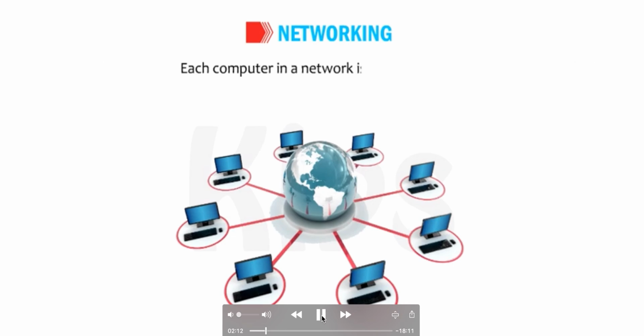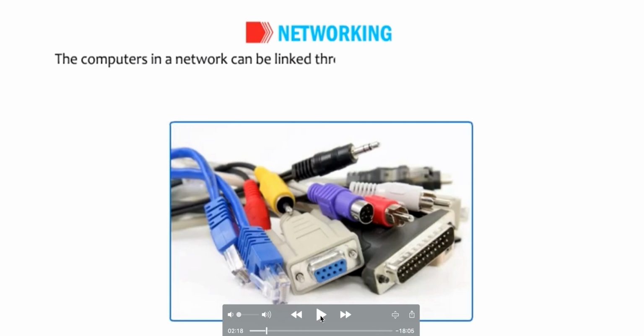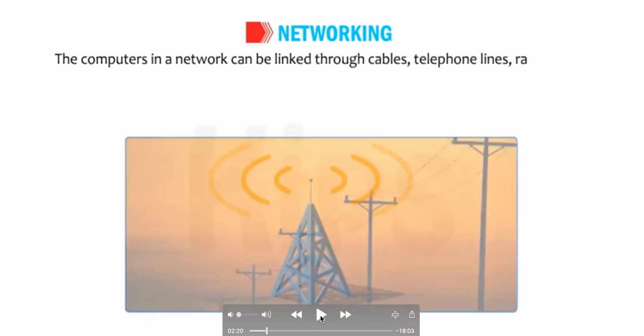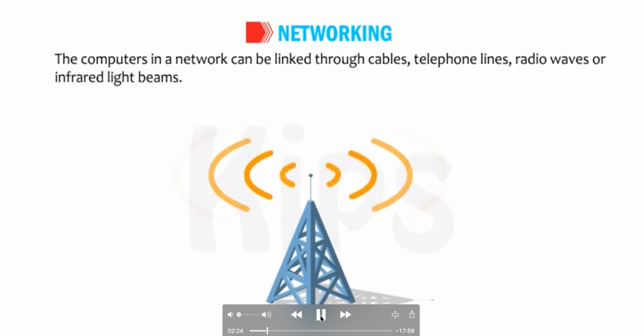Each computer in a network is called a node. Can you observe here, all the computers are connected to each other. So the computers which are connected to a network are called nodes. Now no more are you calling the system a computer; here you are calling it a node. So you start using the terminology node from now onwards. The computers in a network can link through cables, telephone lines, radio waves, or infrared light beams.